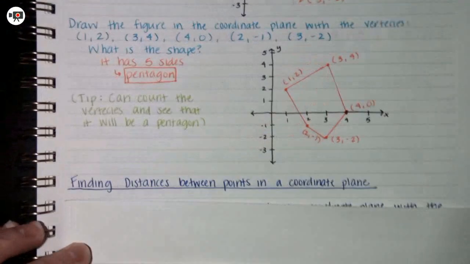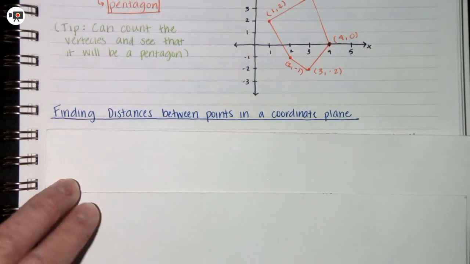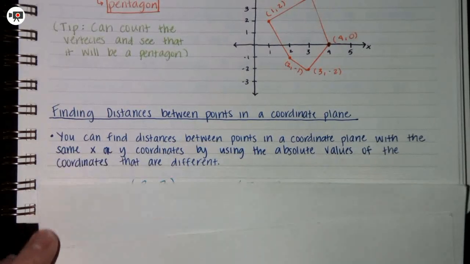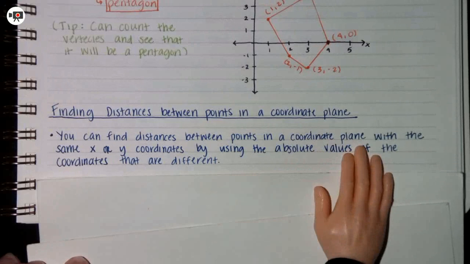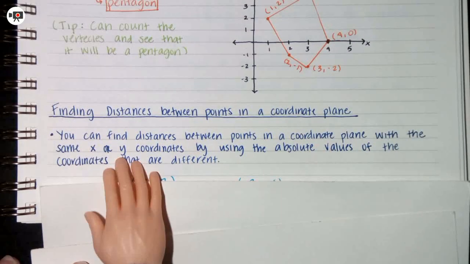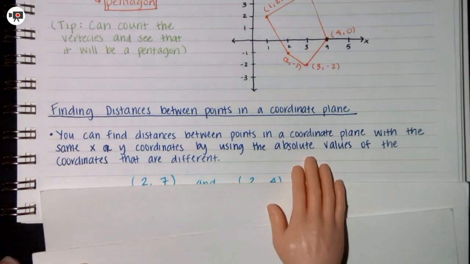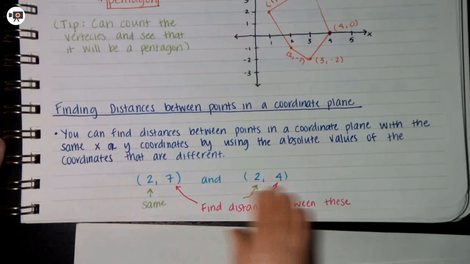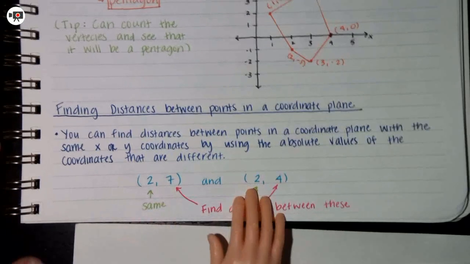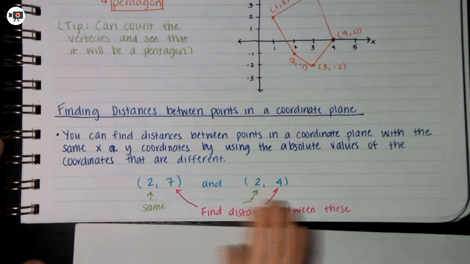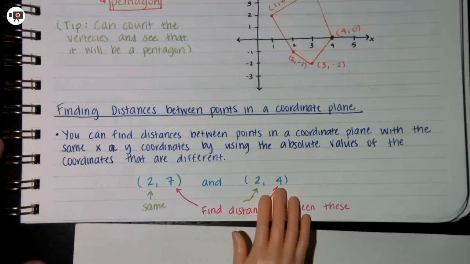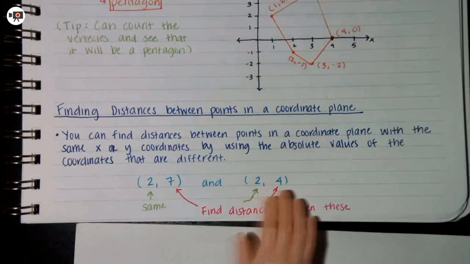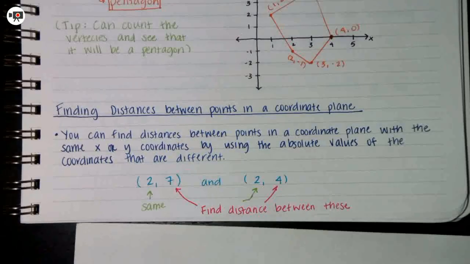We can also use these on the coordinate plane to find the distances between the points. So we can find the distances between points in a coordinate plane with the same x or the same y by using the absolute values of the coordinates that are different. So if I have 2, 7 and 2, 4, the x's are the same because they're both 2, and I can find the distance between 7 and 4. So 7 minus 4 is 3, and so these are going to be 3 units away.